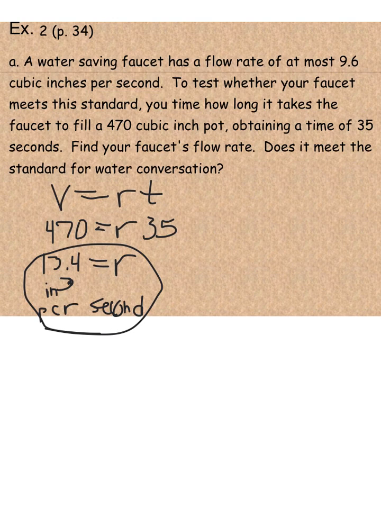Okay, does this meet the standard for water conservation? So it tells us in the first sentence that a water-saving faucet has a flow rate of at most 9.6 cubic inches per second. So we can see that it does not meet the standard. 13.4 is higher than 9.6. So it does not meet the standard as a water conserving faucet.